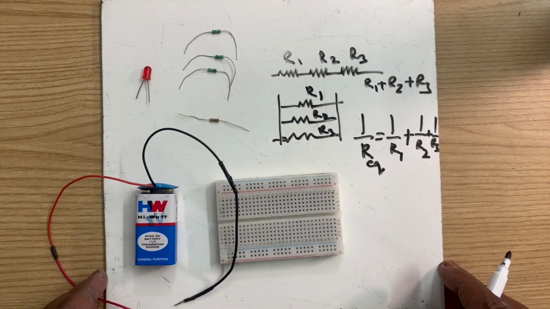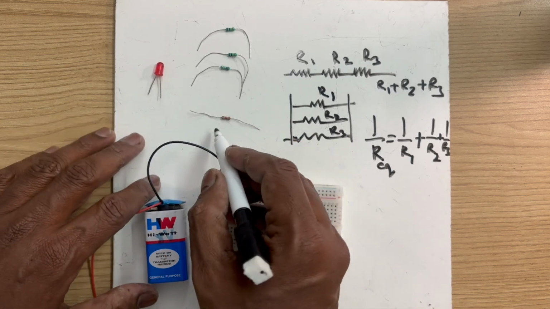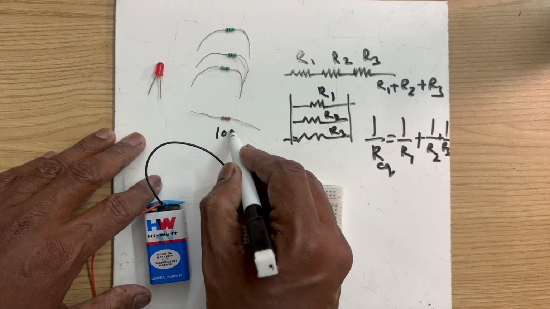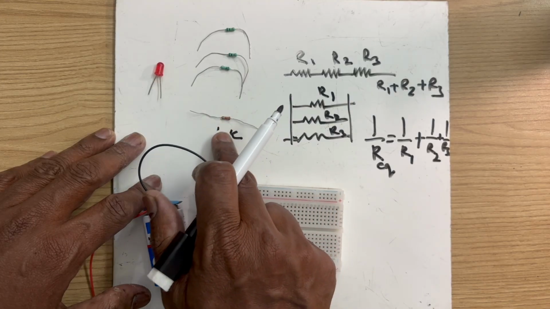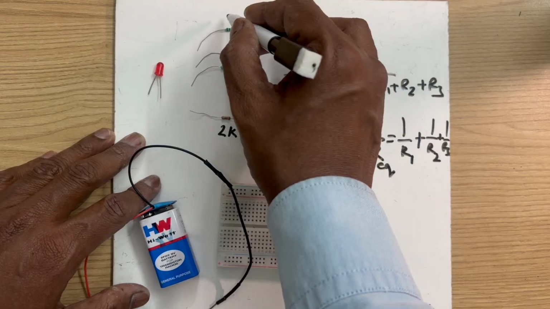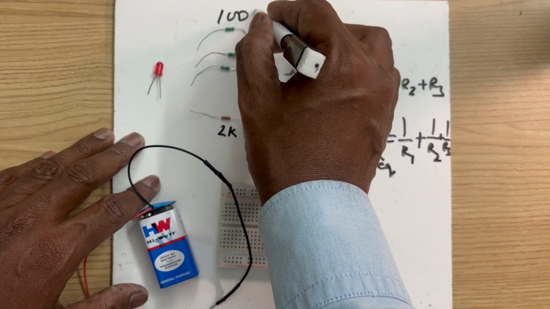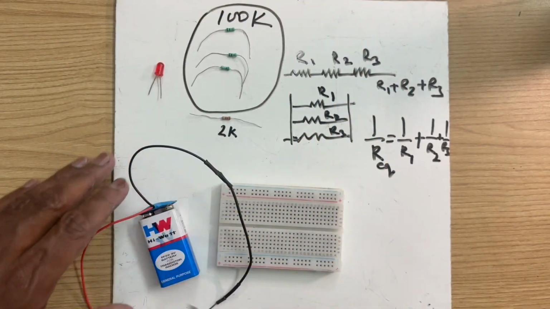So here we need the following resources. First, this is a 10K resistance, and this is a 2K resistance, and this is a 100K resistance. These all are 100K resistances.